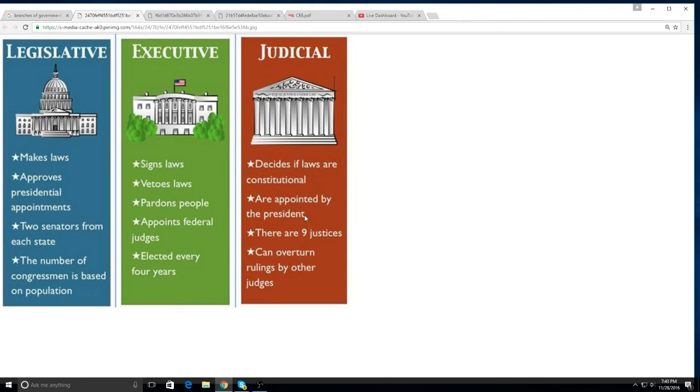Again, we're getting into checks and balances. Or he can veto it. These guys have the right to override that veto. Again, we're getting into checks and balances. I was trying to avoid that until we got there.